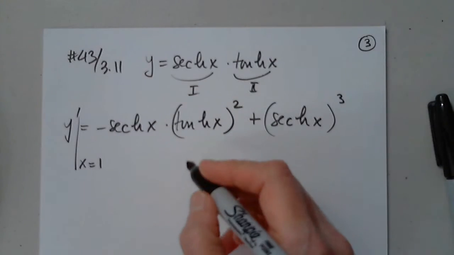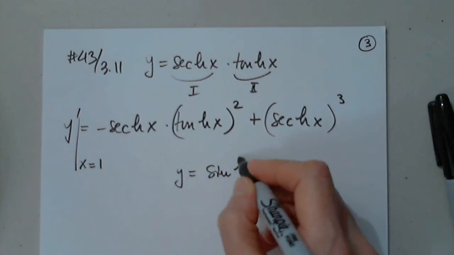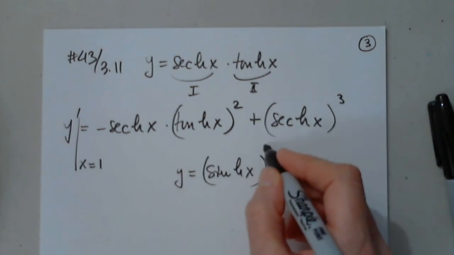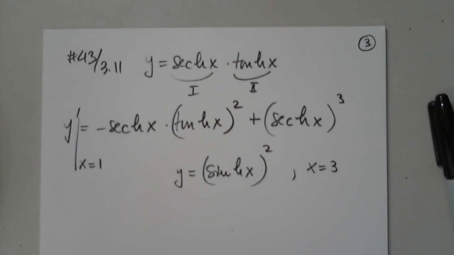Or let's say even easier. What if I have a function that is hyperbolic sine squared, and I want to evaluate when x is 3? How do I do this?